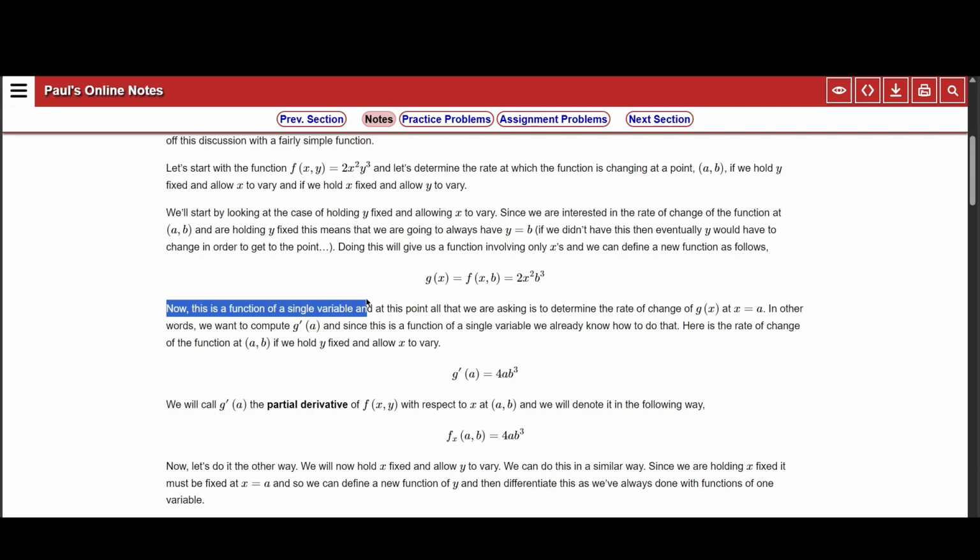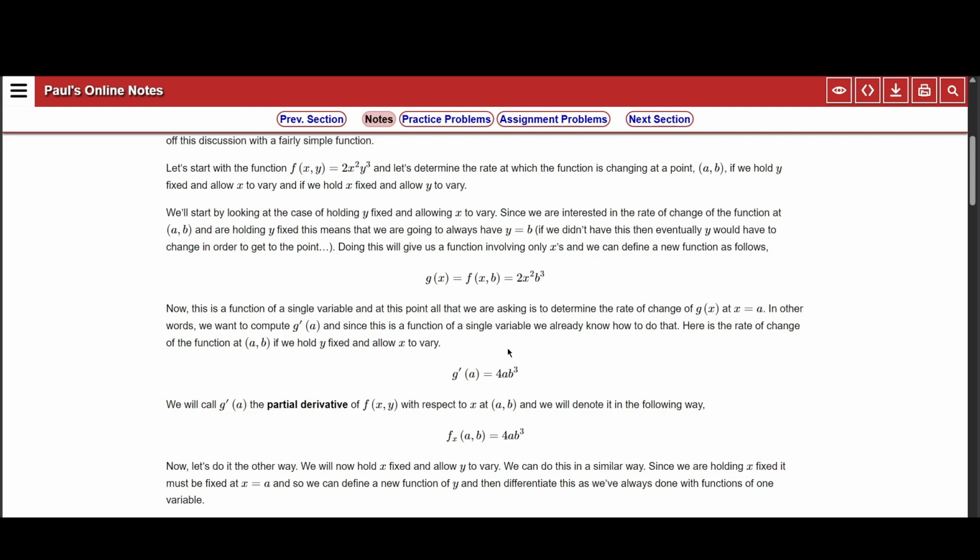Wait, is this what signifies a partial derivative, or is this a function of a single variable? So we're basically just making y a fixed number. Okay, I don't know. We're basically having x vary first, and y be a fixed number. So y equals b, so we're just going to have b here. It's a function of a single variable.